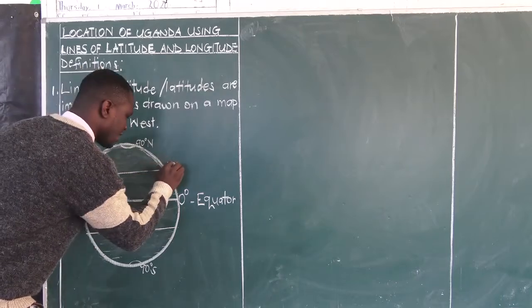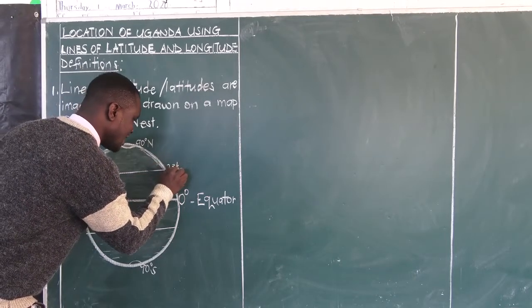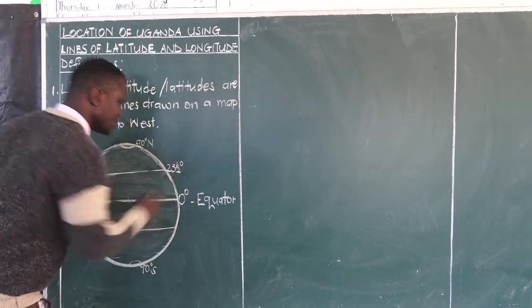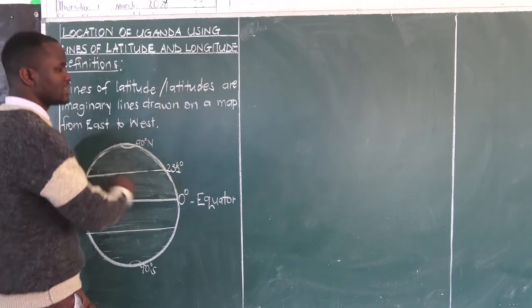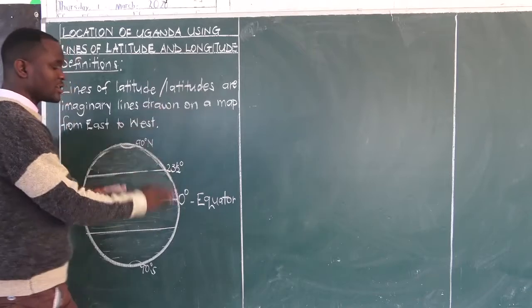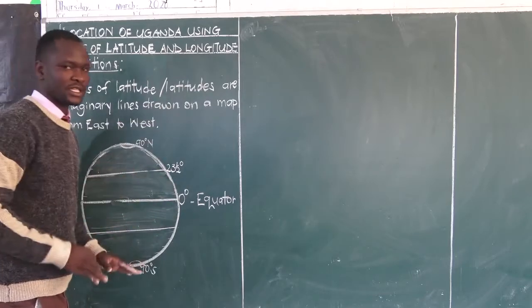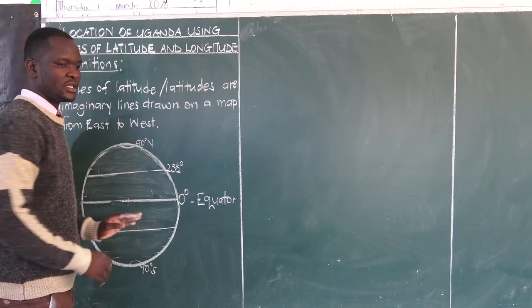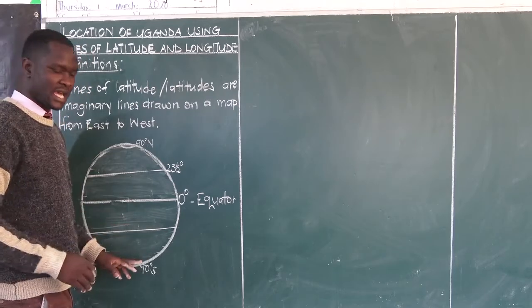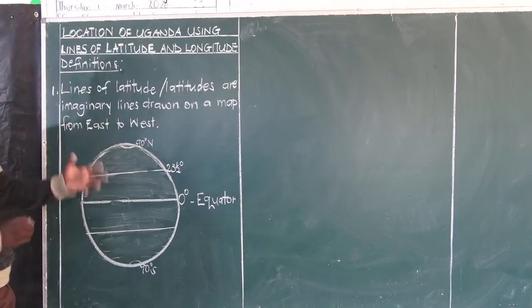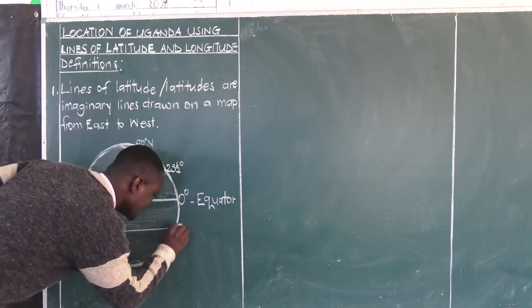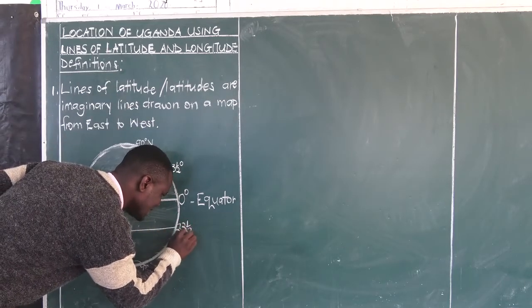These ones are marked 23.5 degrees. Because we are saying that if this one is 1 degree north, 2 degrees north, continuing, we are also having the same measurements south: 1 degree south, 2 degrees south, up to the time we reach the 90th. So here we are having 23.5 degrees. Also here we shall have 23.5 degrees.